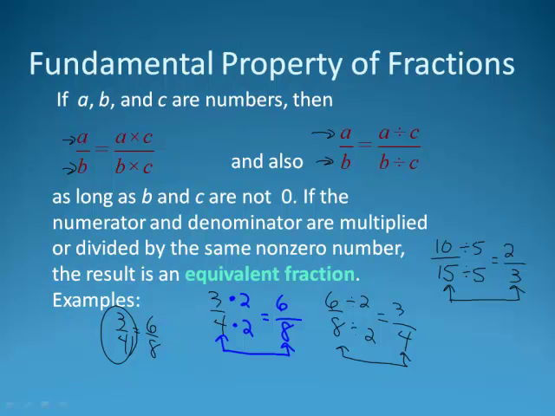Let's say that you had this example. Let's say that you had 2/3 and you wanted to find an equivalent fraction, so you decided to multiply top and bottom by some value. Let's say you picked 7. If you multiply the top number by 7, 2 times 7 is 14. If you multiply the bottom by 7, 3 times 7 is 21. This says, according to the fundamental property of fractions, that 2/3 is equivalent to 14/21.